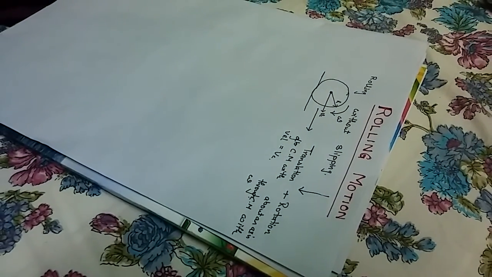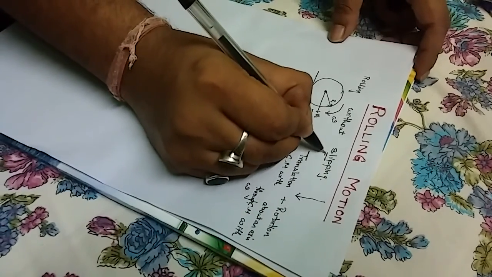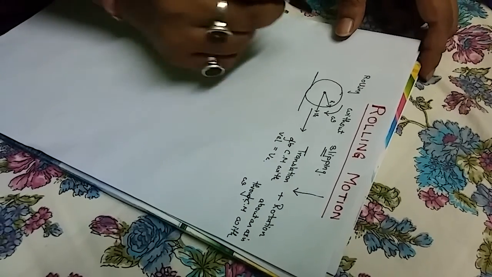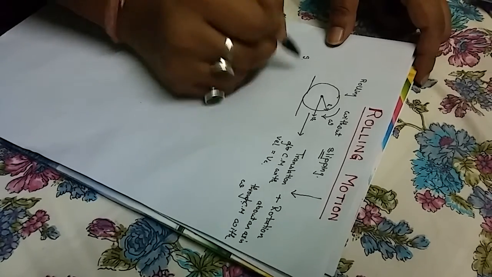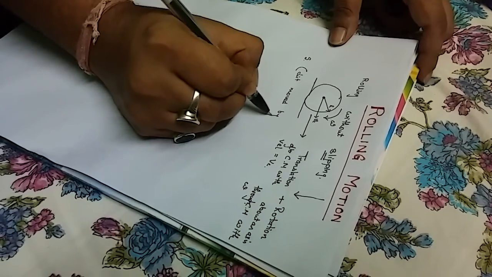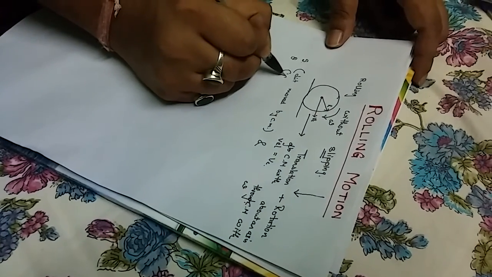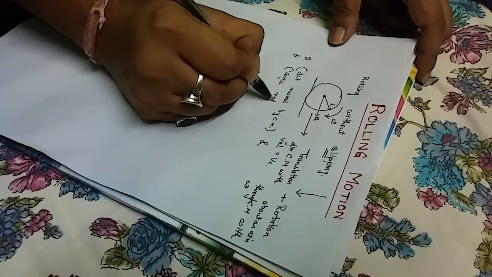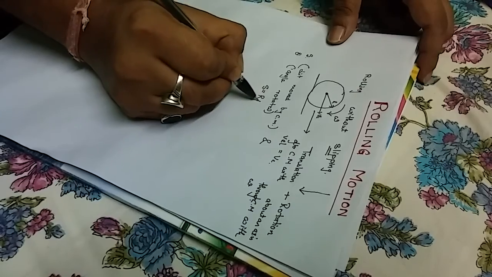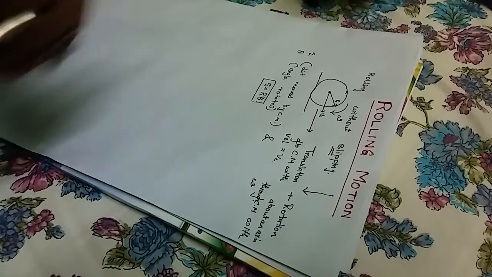Now, one of the most important concepts of rolling without slipping is this: let s be the distance moved by the center of mass, and theta be the angle rotated in the same time. Then they are related by s equal to r theta. This is the governing equation of the rolling motion.